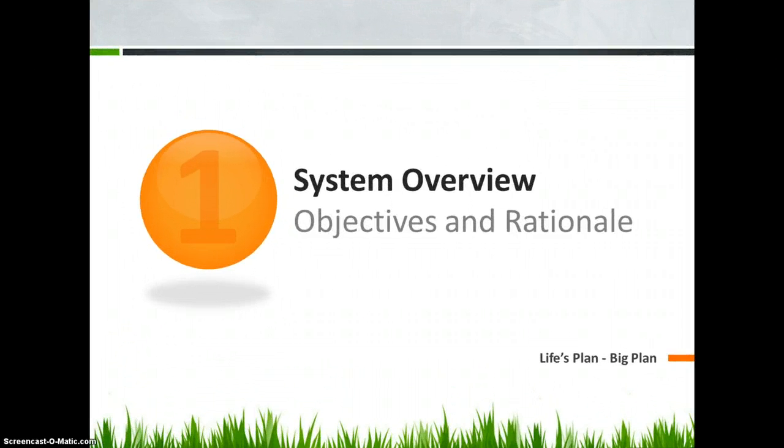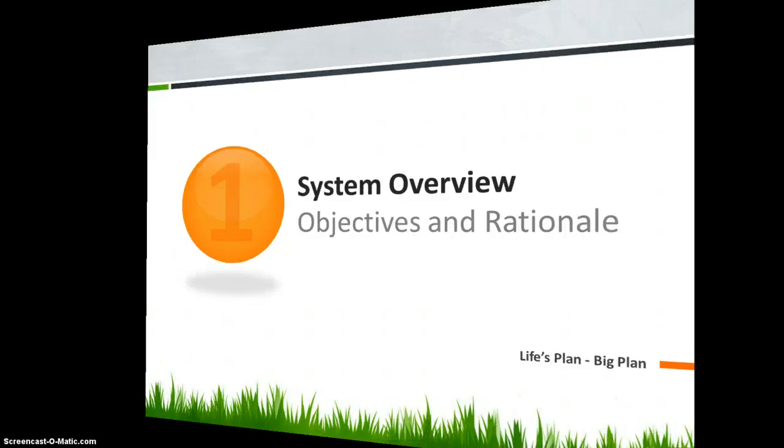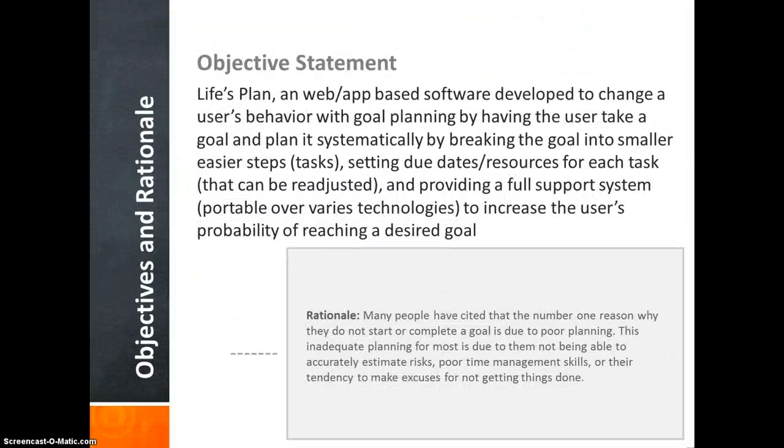First up, system overview. Let's talk about Life's Plan. The rationale behind this technology stemmed from noticing people talk about the reasons why they haven't completed their goal and why it wasn't accomplished.